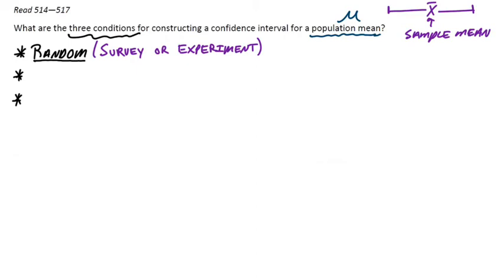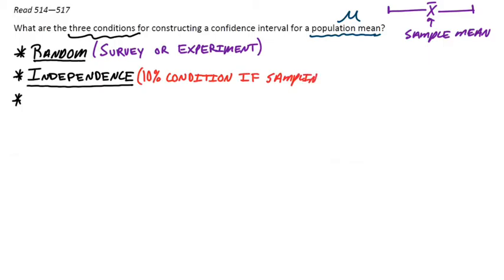And typically that's just mentioned in the problem. So we can just state, hey, the problem said it was randomly conducted, so that condition's good. Check mark. The next condition, how about independence? So if we're sampling without replacement, the 10% condition got us there. So for independence, we usually mention the 10% condition.